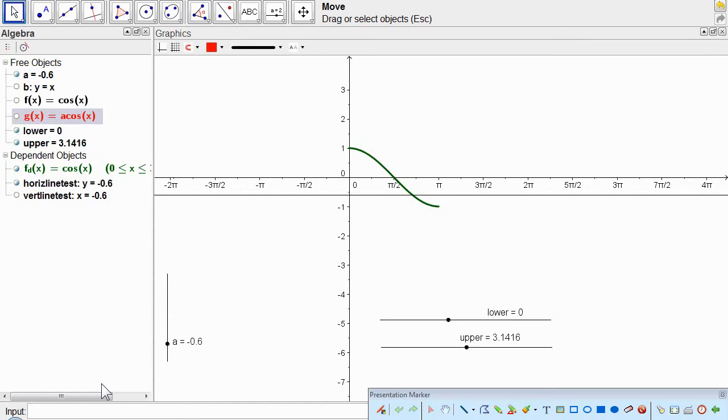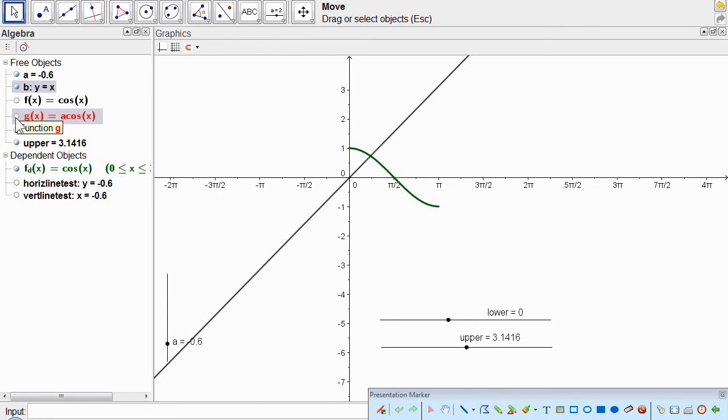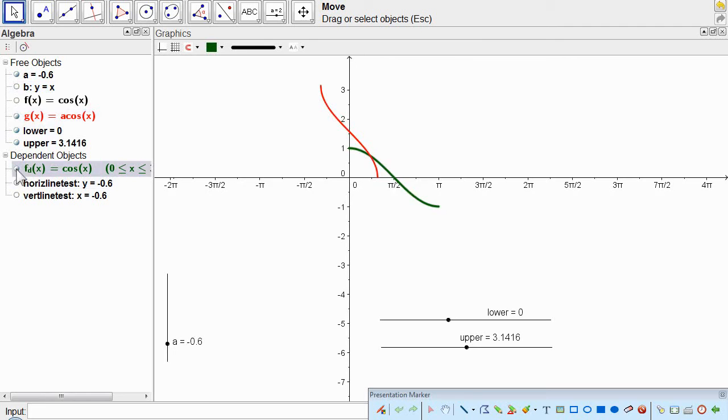Now that I've restricted the cosine function from 0 to pi, let's take and reflect the green graph over the identity function y equals x. Let's turn off the horizontal line test. If I do this correctly, I should get this nice red graph right there. Let's turn off the identity function. Let's turn off the original cosine with its restrictions and realize that I now have a graph that looks like it's going from a height-wise of 0 to something over 3.